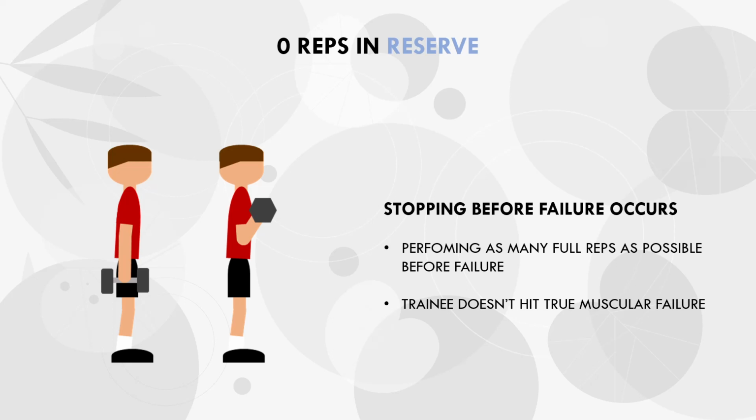repetition. For example, let's say the same trainee performed bicep curls for a set of 10 with 0 reps in reserve. If they tried to perform the 11th repetition, they would have failed, so they stopped the set after the 10th rep. Neither of these definitions of failure are inherently superior for hypertrophy training.